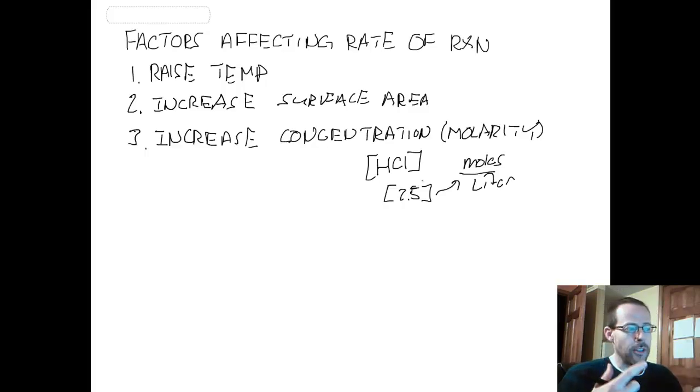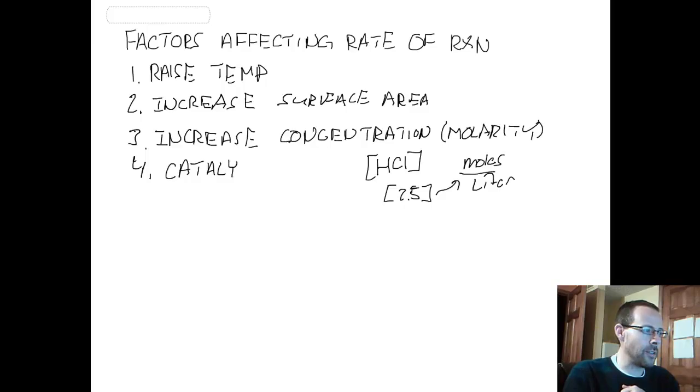So if we increase the concentration, we have more molecules in the same space. So they're more likely to hit each other. They're more likely to hit each other with the right geometry or orientation. So rate of reaction goes up. The last way we can increase the rate of reaction is by adding a catalyst, okay, or just a catalyst.